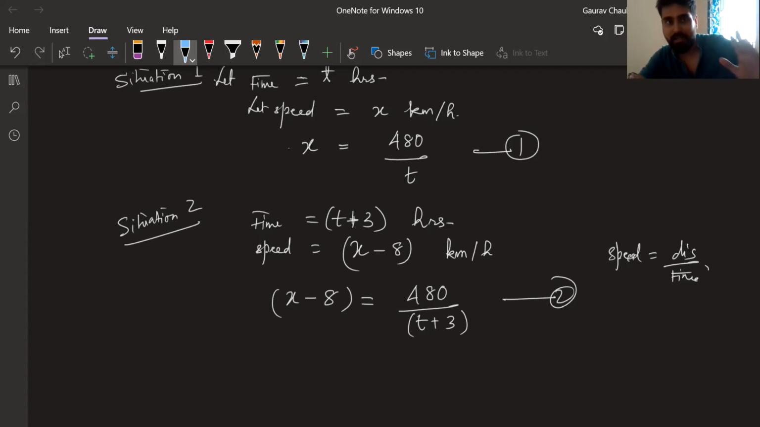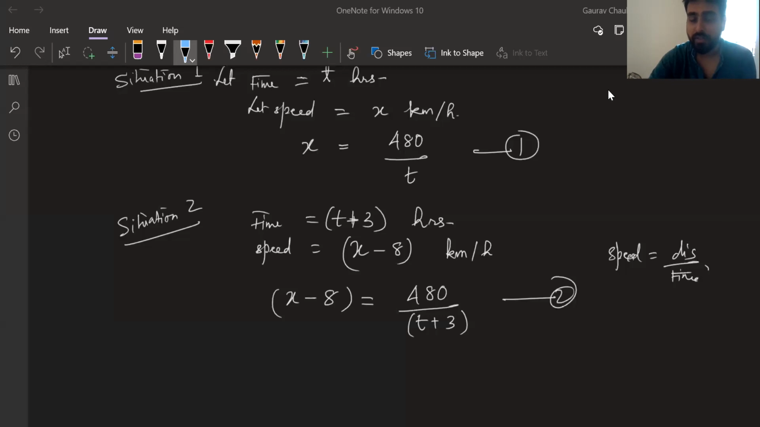I need some way of removing one variable, correct? If I'm able to remove one variable, I'll get one equation in one variable. It may be quadratic, it may be linear, whatever. Yes, Dikshit, you can use that. That's also one way of doing it. But right now we have used this. Let's think this through.